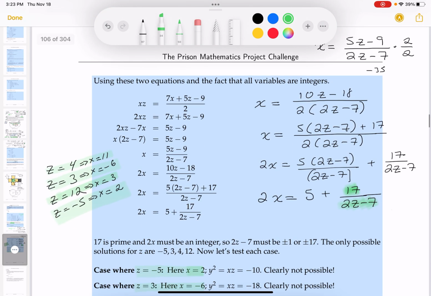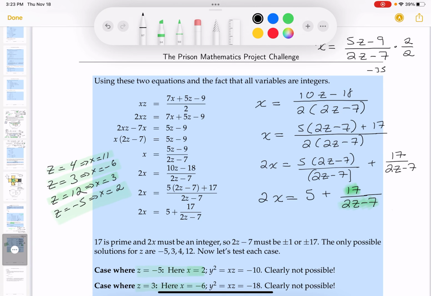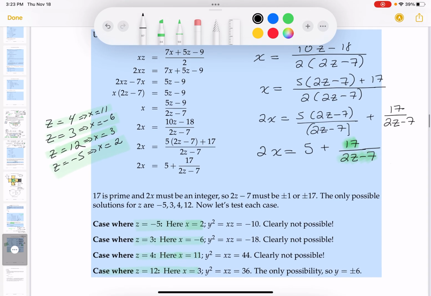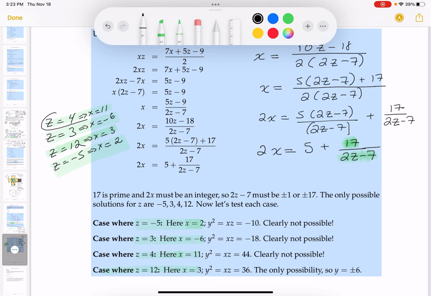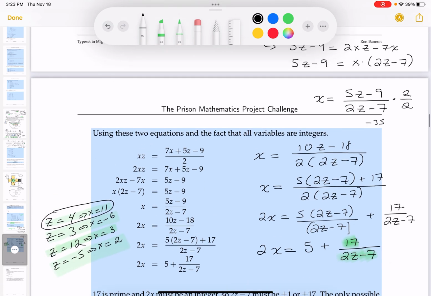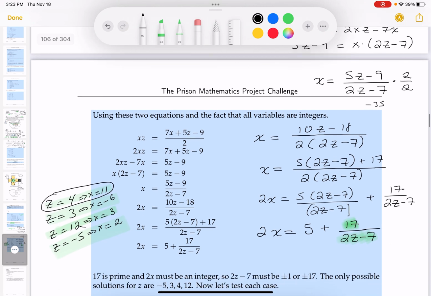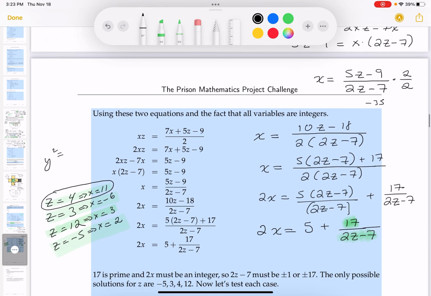Remember, y squared has to be a perfect square. So I'm going to get my little red pen out and cross things out that are clearly not possible. If you look at this first one here, remember, let me write this down for you again. Y squared is xz. Everything's an integer. Clearly, 4 times 11 is 44. There is no integer that squares to 44. So this one here is gone.